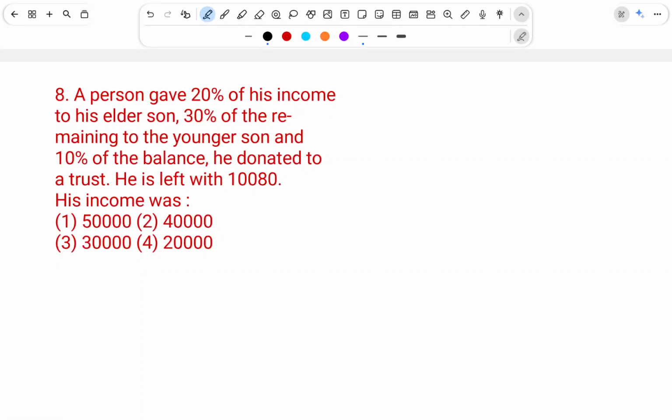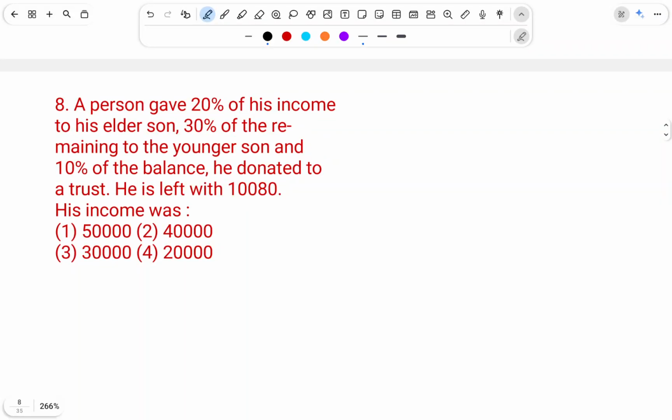A person gave 20% of his income to his elder son, 30% of the remaining to the younger son, and 10% of the balance he donated to a trust. He is left with 10,080. His income was? So let the income be 100x.